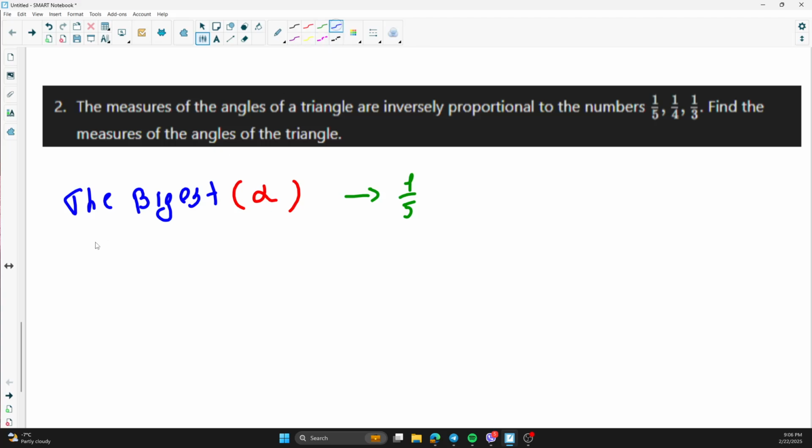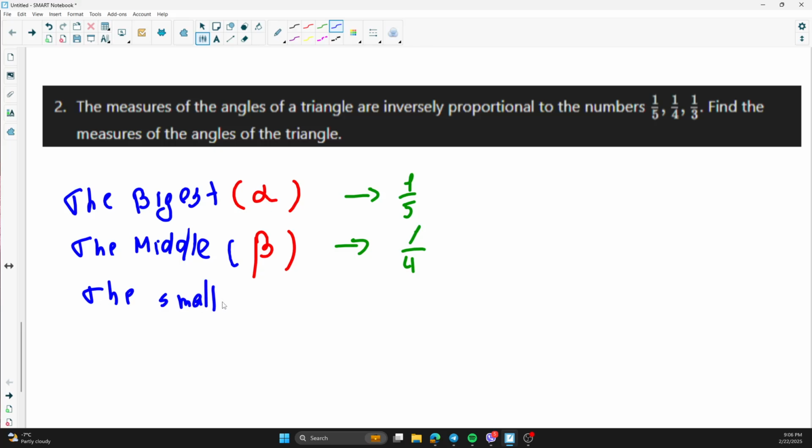And the smallest would correspond to the biggest. The middle one, let's say beta, corresponds to 1/4. And the smallest angle, how do you say it? Gamma. That's gamma. It will correspond to 1/3, right?